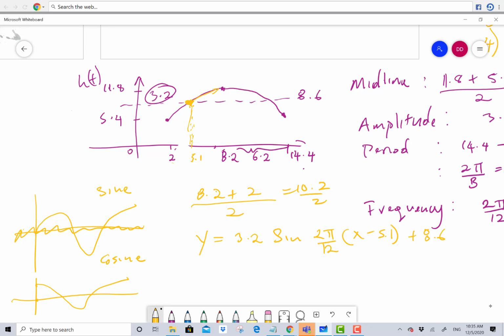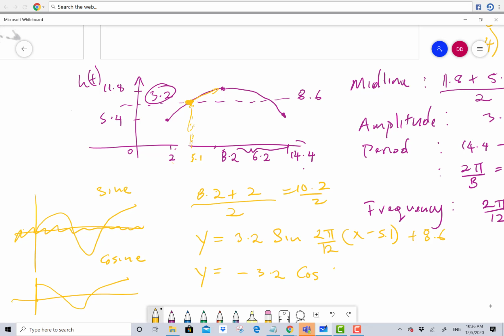Now, if I want to write the equation for the cosine graph using the same graph, looking at the parent function for the cosine graph, we realize we're starting above the midline. Here we're below the midline, so this is going to be negative 3.2. I put cosine.